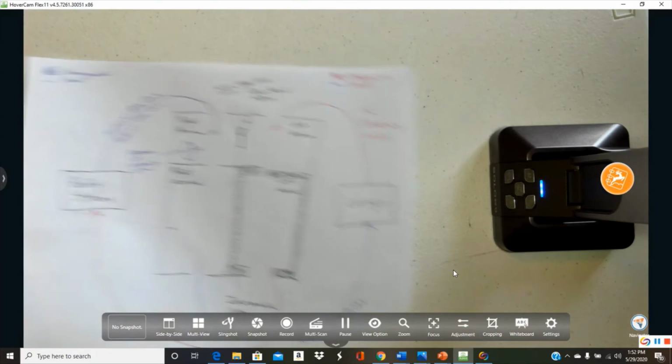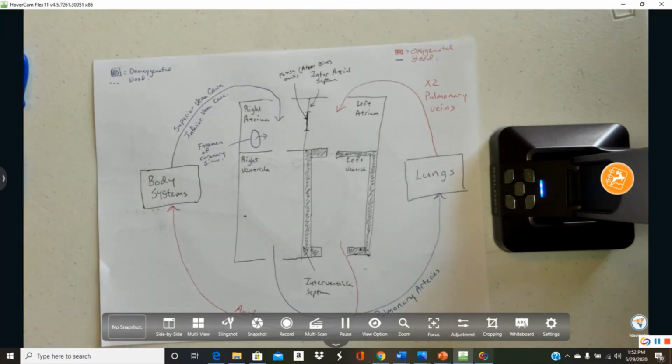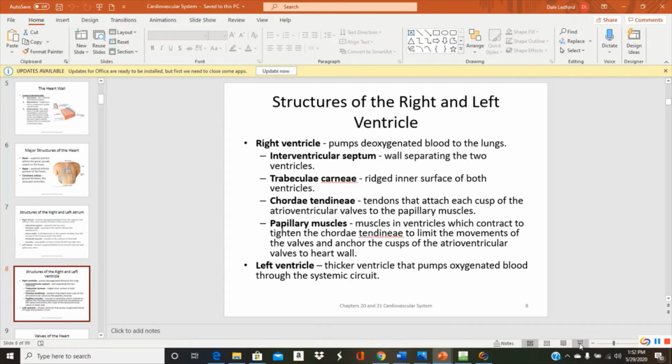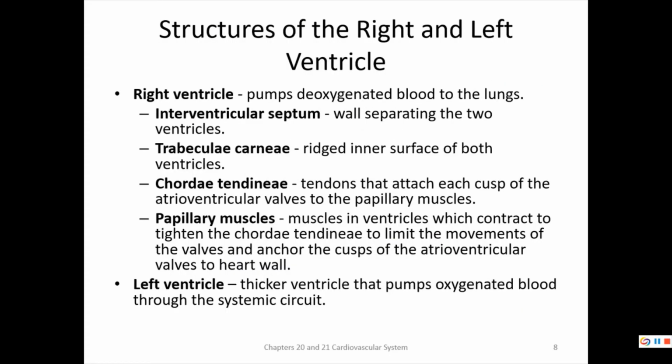Let's put this drawing back. All right. Now, also what we're going to see is your papillary muscles. They are muscles that contract. They pull the cords taut, tendinous cords, which limits the movement of the valves. The cusps of the valves are anchored so they don't go back upwards. They don't prolapse. It prevents a prolapsed valve. If you've ever heard of mitral valve prolapse, that's a left AV valve going back up into the left atrium.